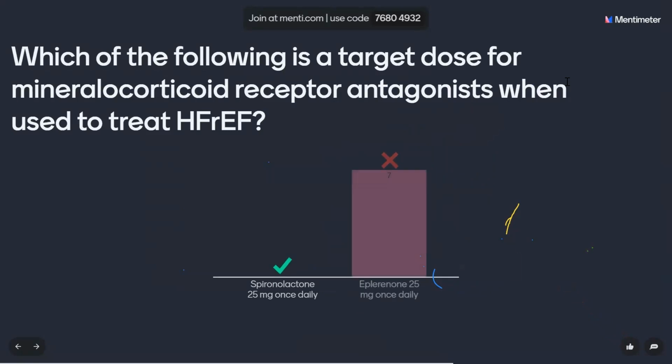Oh, everybody got it wrong. Oh no. All right, so actually for eplerenone, you're supposed to go to 50 milligrams once daily. And for spironolactone, it can be anywhere from 25 to 50 according to the guidelines.